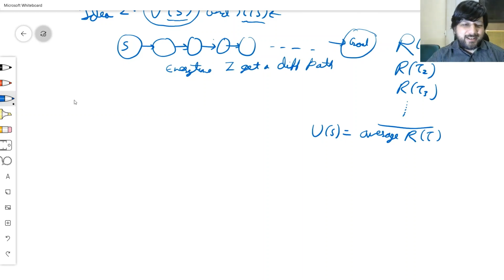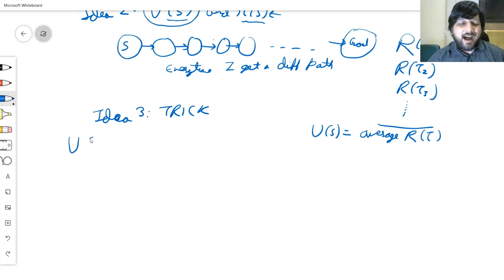Now I use a trick. So my idea tree is a trick. And the trick says that I know something very interesting, and using that something very interesting, could I get something out of it? So let's write down the same equations that we saw the last time.